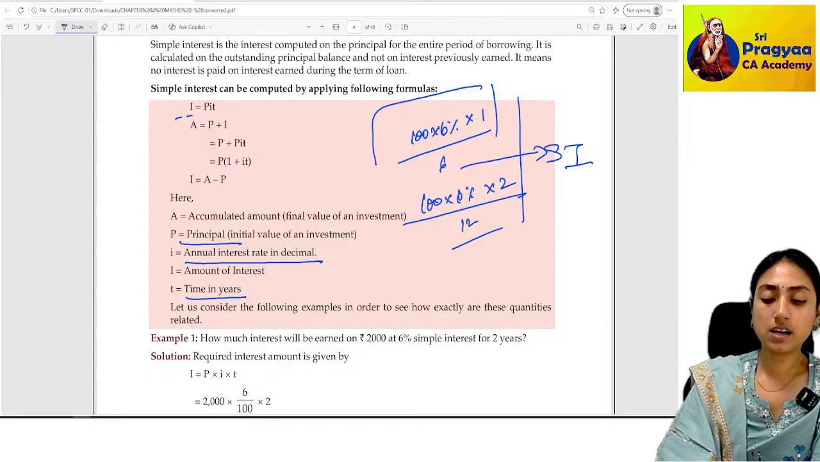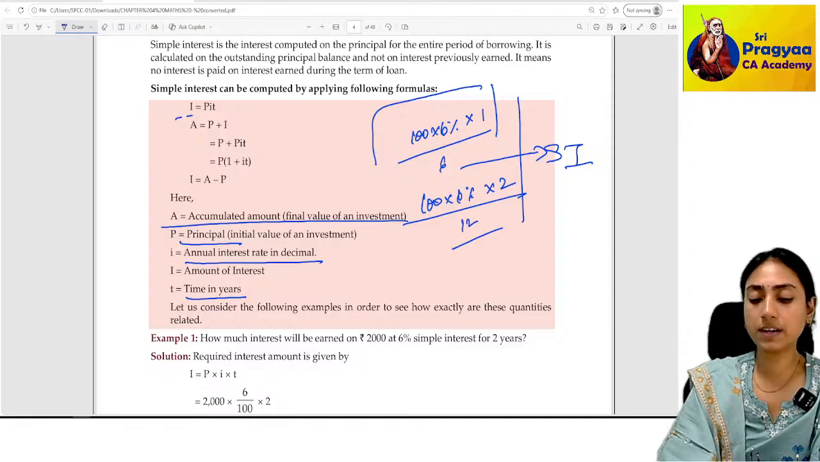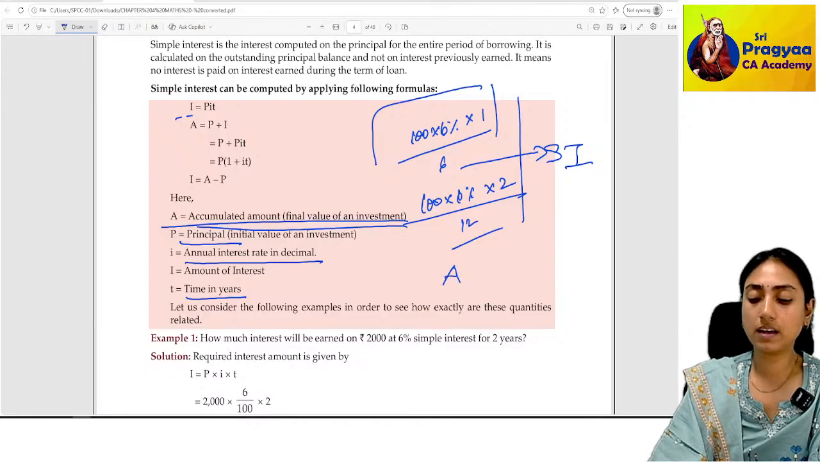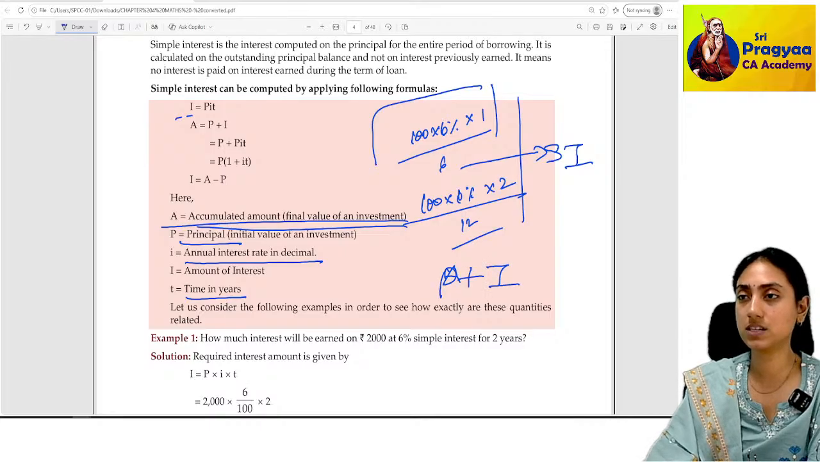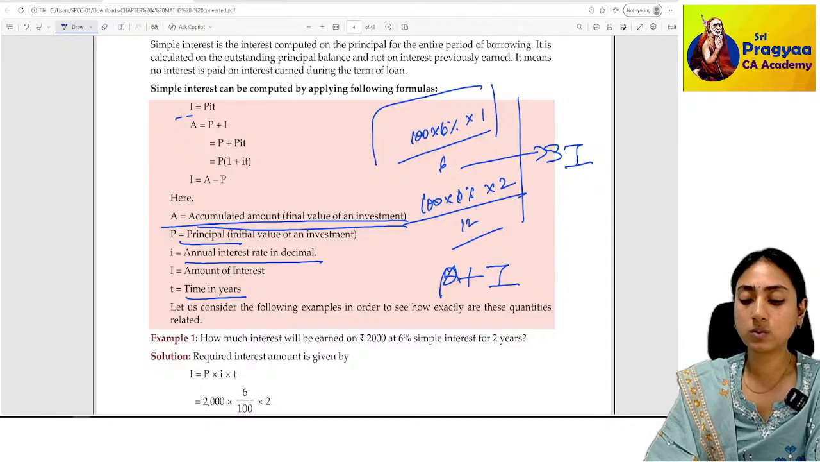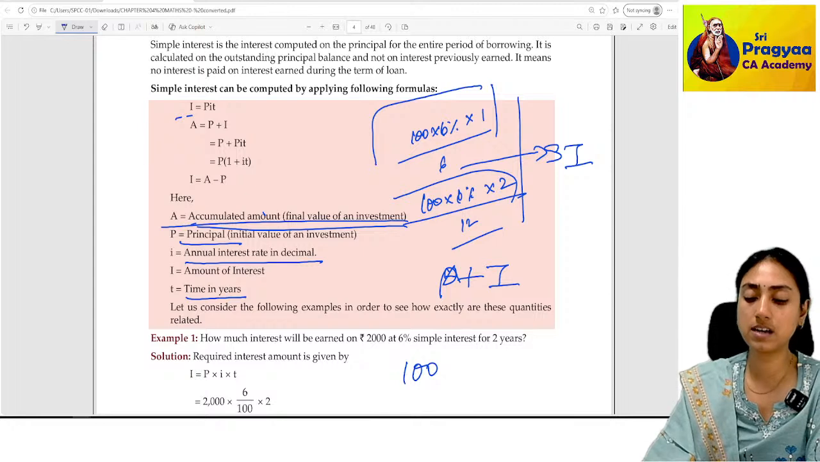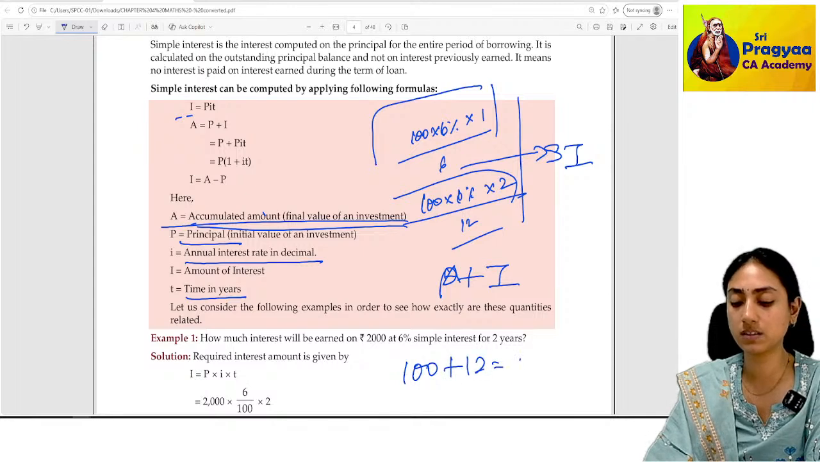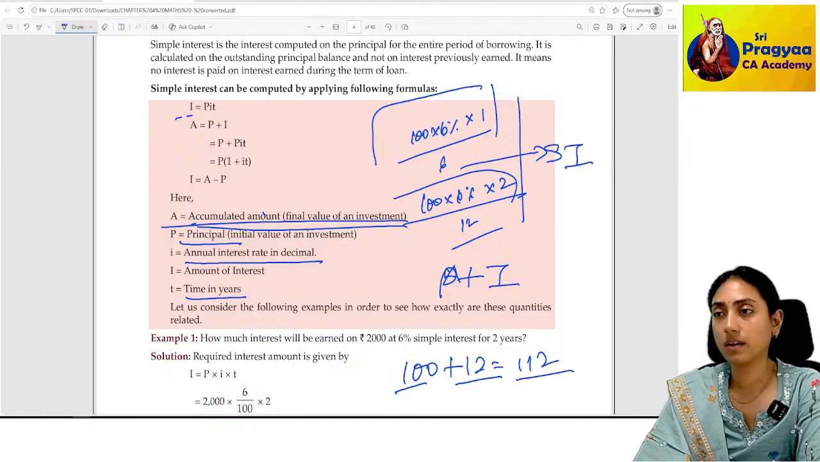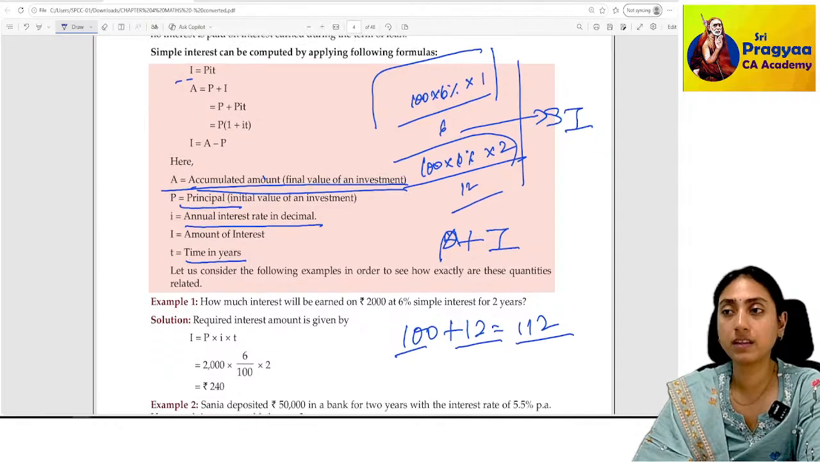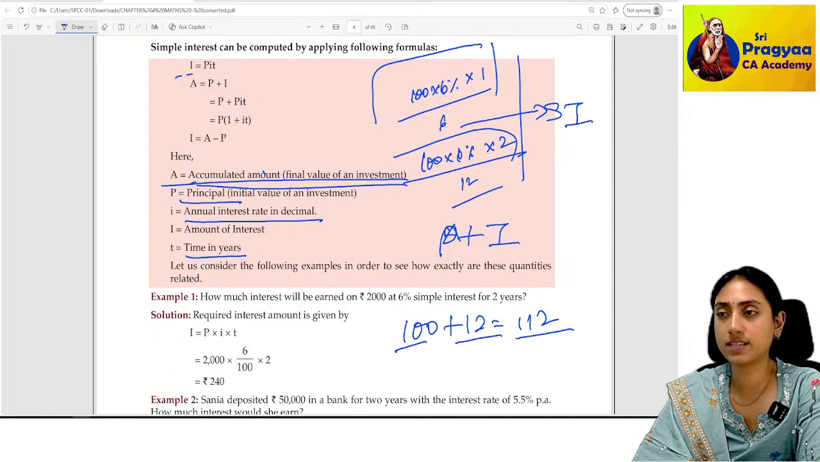So my accumulated amount, that is the final value of investment, will be my principal plus interest for these years. Okay. So what is my accumulated amount in this case? It will be 100 plus 12, which is 112, my principal plus my interest. The accumulated amount is the value of investment.